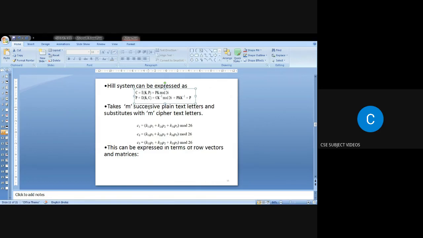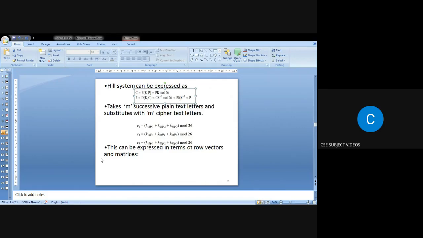The receiver knows K, but she has to find the inverse of that particular key and apply decryption. So C into K inverse mod 26. Why are we going with K inverse? Because K into K inverse is equal to the identity value. The ciphertext is PK, so when you multiply PK into K inverse, we can recover the plain text.